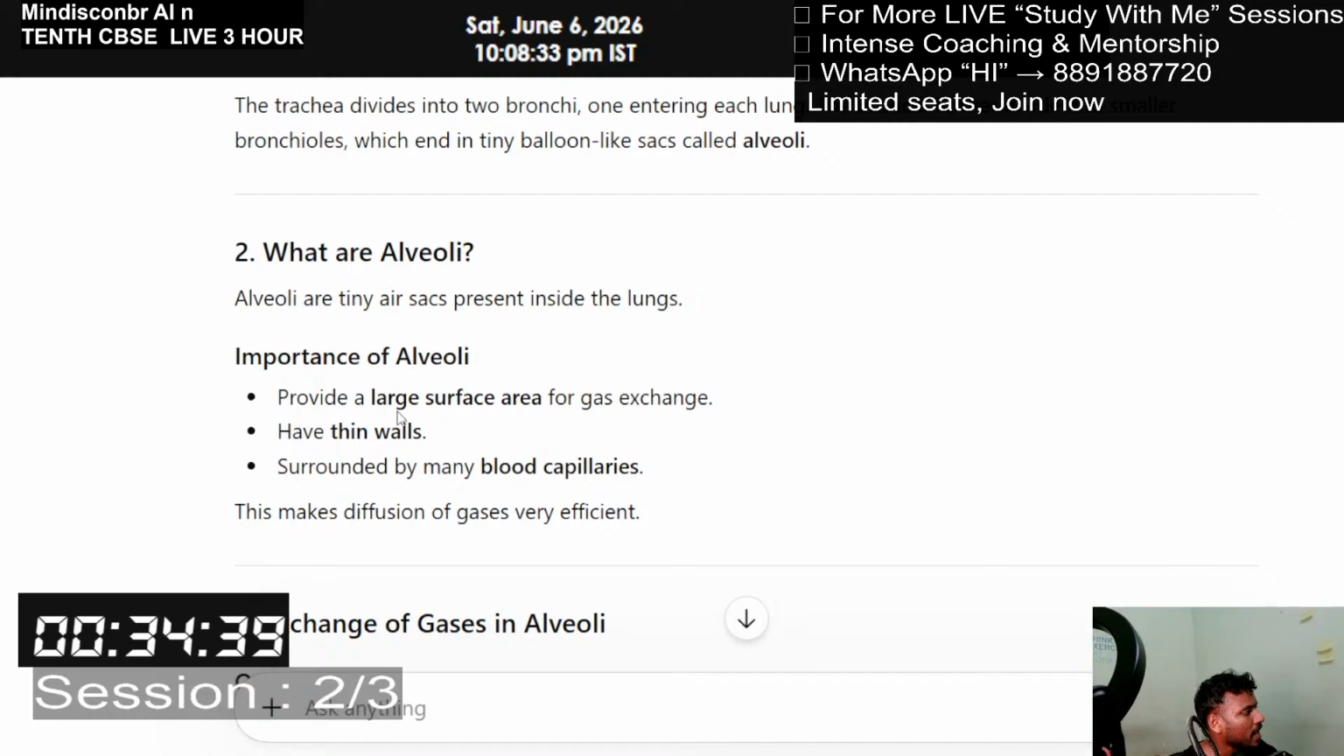Importance of alveoli: they provide a large surface area for gas exchange, and have thin walls surrounded by many blood capillaries. This makes diffusion of gases very efficient. So alveoli have a large surface area, thin walls, and are surrounded by a large number of blood capillaries. So it makes the surface thin and large. Also, being surrounded by many blood capillaries leads to faster exchange of gases.